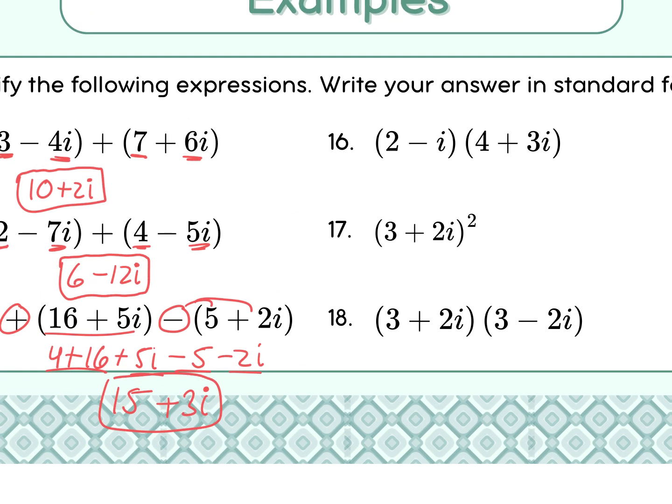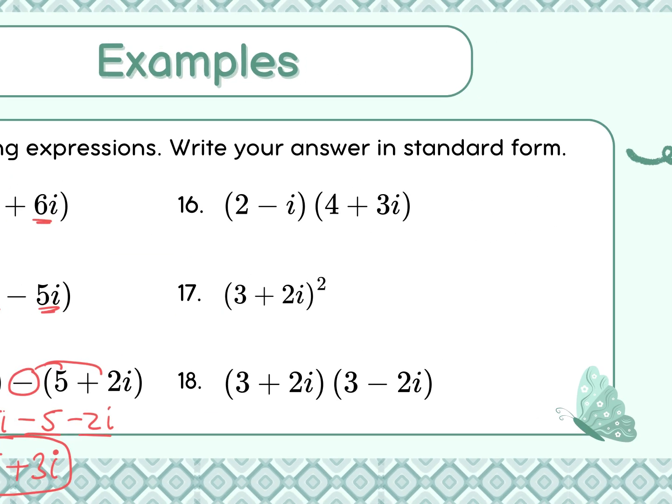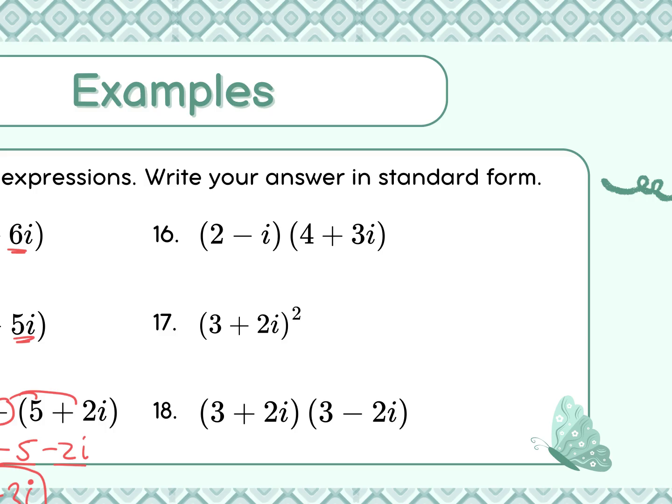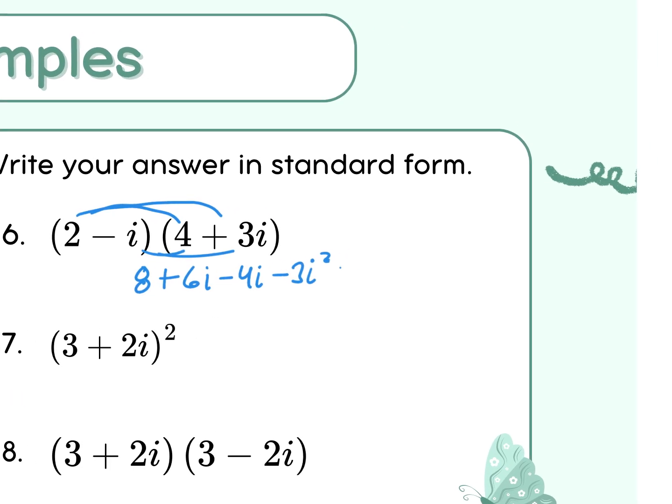Now, when you're multiplying complex numbers, again, just like you would if it was a polynomial, if it was 2 minus x times 4 plus 3x, you would just FOIL it. Same exact thing here. I can do 2 times 4, which is 8. 2 times 3i, which is 6i, negative i times 4, which is a negative 4i, and then a negative i times a 3i, which is a negative 3i squared. If it was an x times a 3x, it would be a 3x squared. Same thing with i's. And then we can combine as much as we can.